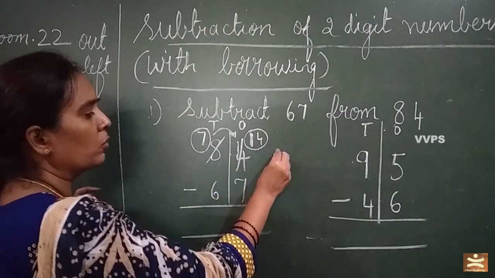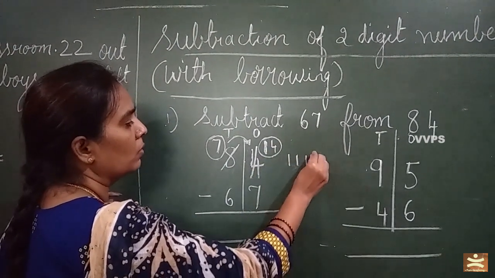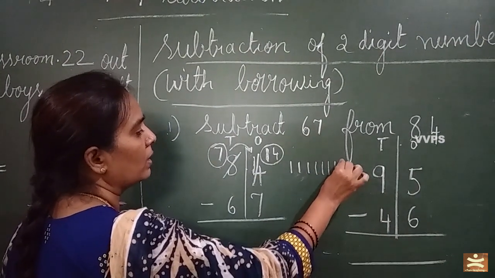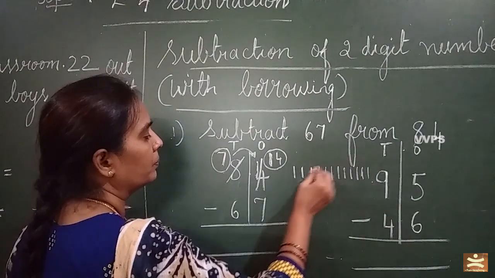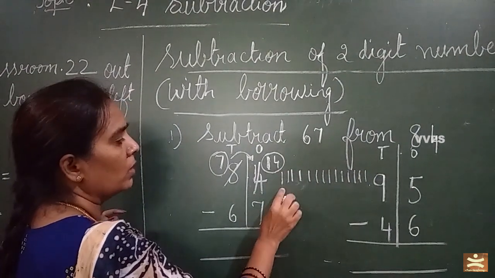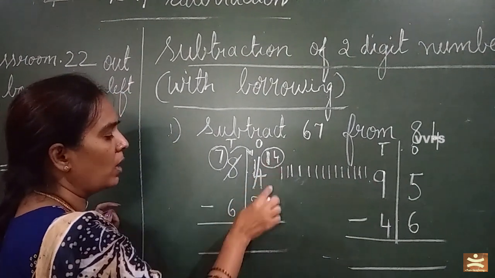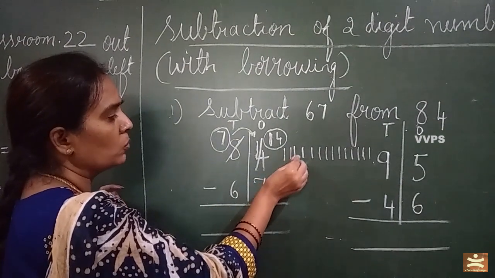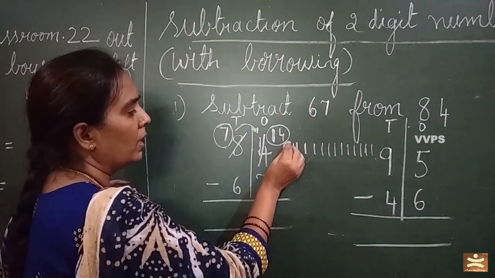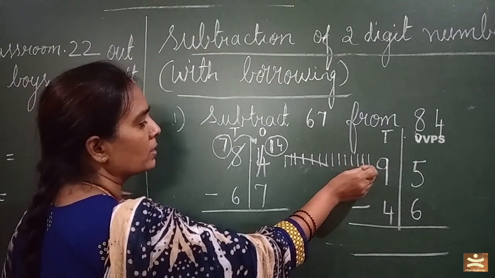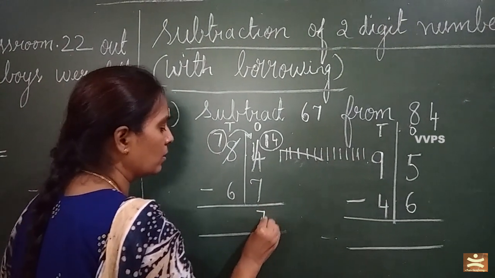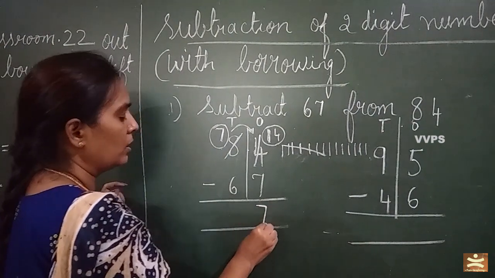So draw here 14 lines. 1, 2, 3, 4, 5, 6, 7, 8, 9, 10, 11, 12, 13, 14. Okay, 14 lines, children. From 14 you have to subtract 7. 1, 2, 3, 4, 5, 6, 7. If 7 goes, it means remaining 7. So write it down. Okay, got it, children?